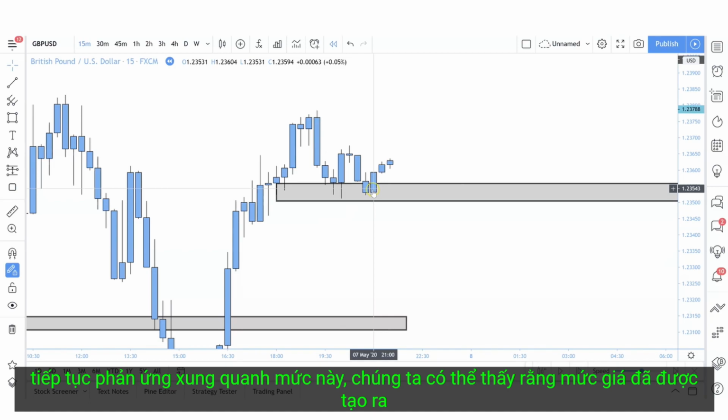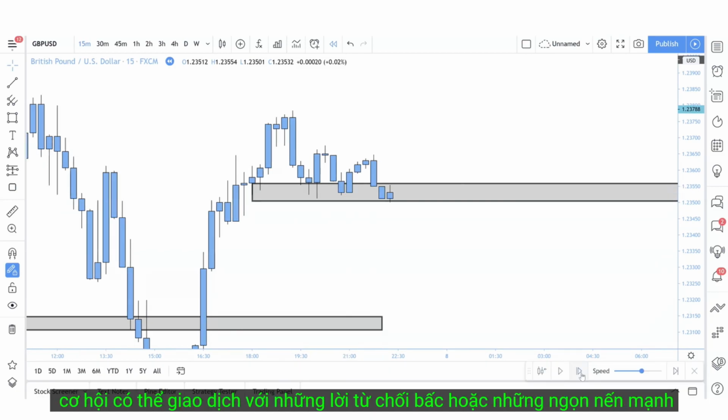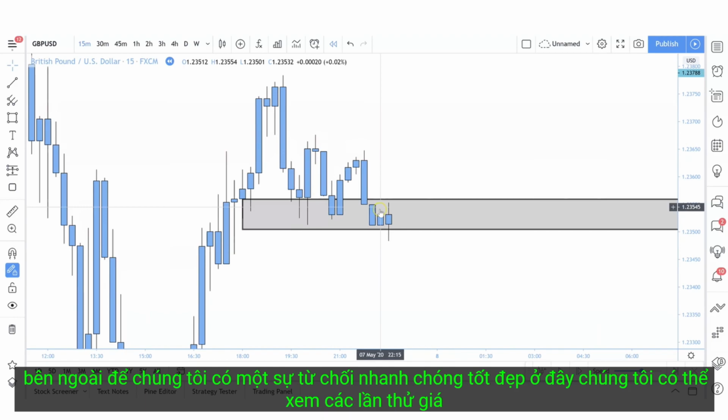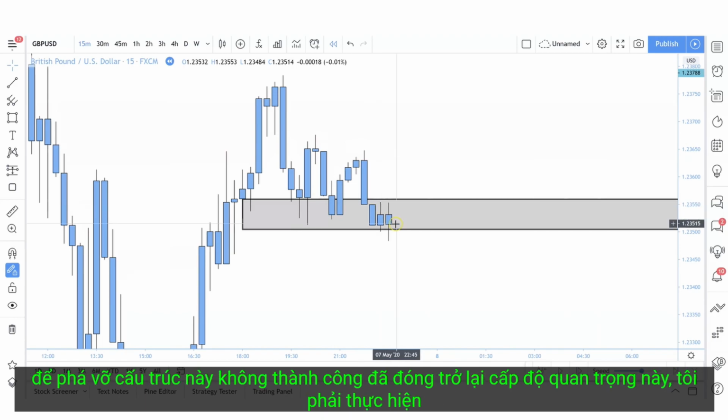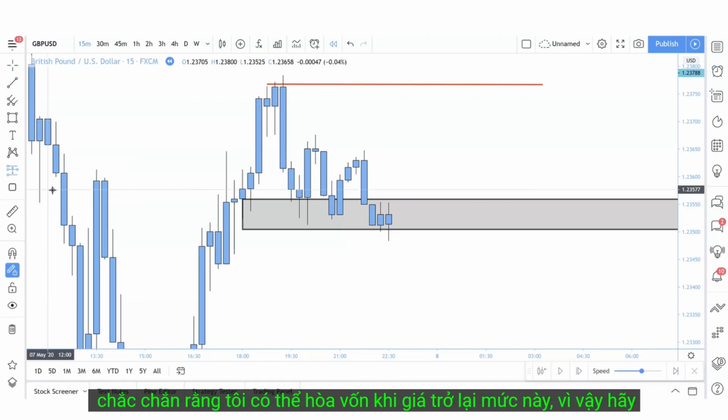What we need to be doing is looking for a tradable opportunity with those wick rejections or strong candles to the upside. So we have a nice wick rejection here. We can see price attempted to break this structure, failed, and closed back into this key level. I have to make sure that I can get break even by the time price gets back to this level. So let's drop in our buying opportunity and see if we can get to break even.